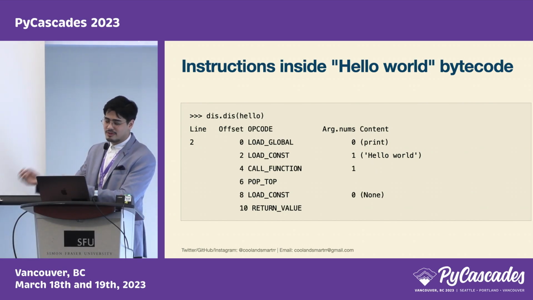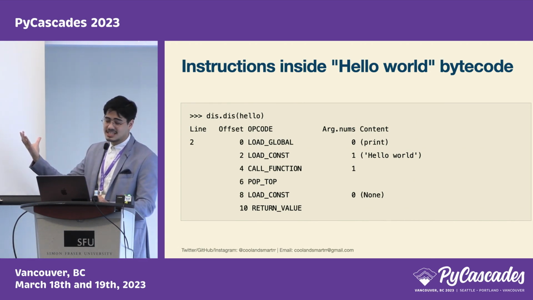Then the result remains on the top of the stack in the program. So we pop that top. So this time it doesn't really return anything. So that's why what we load is None, and then we return that None value to the execution.